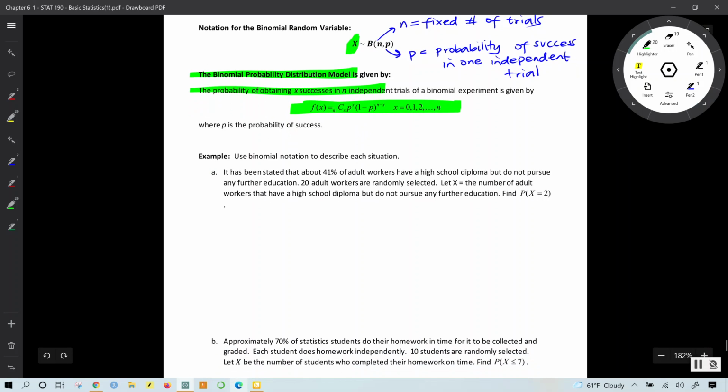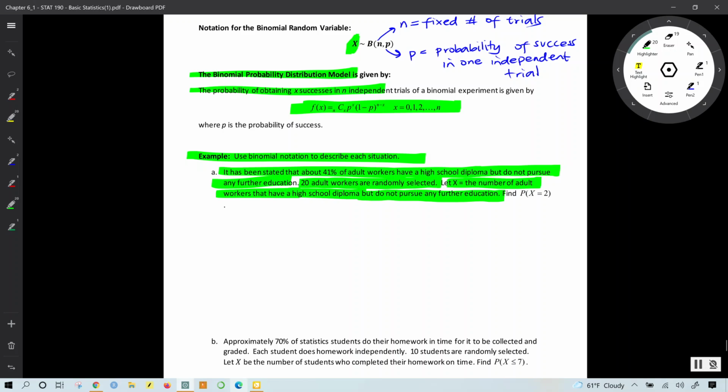So, to illustrate this, let's take an example. It has been stated that about 41% of adult workers have a high school diploma but do not pursue any further education. 20 adult workers are randomly selected. Let X equal the number of adult workers who have a high school diploma but do not pursue any further education. We are to find the probability that X is equal to 2.